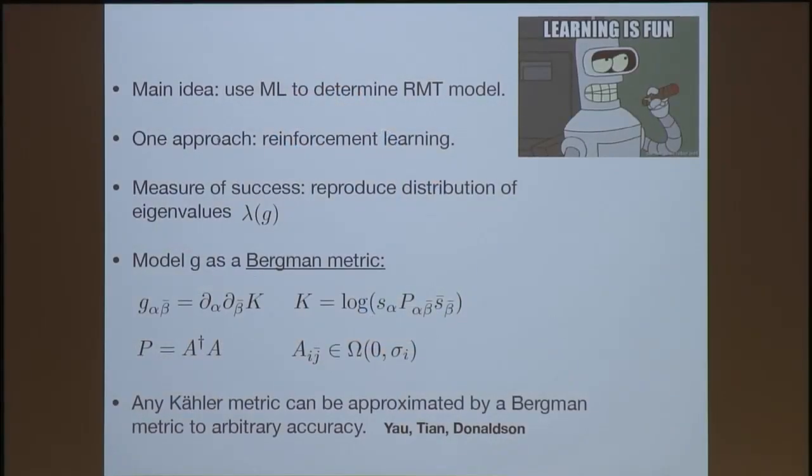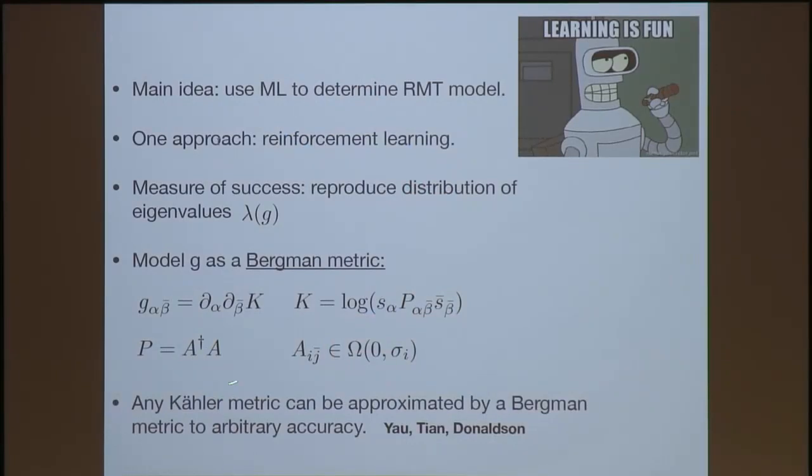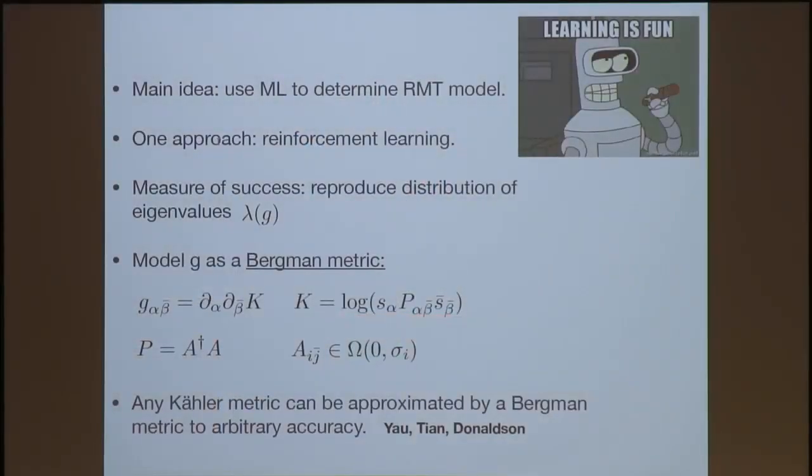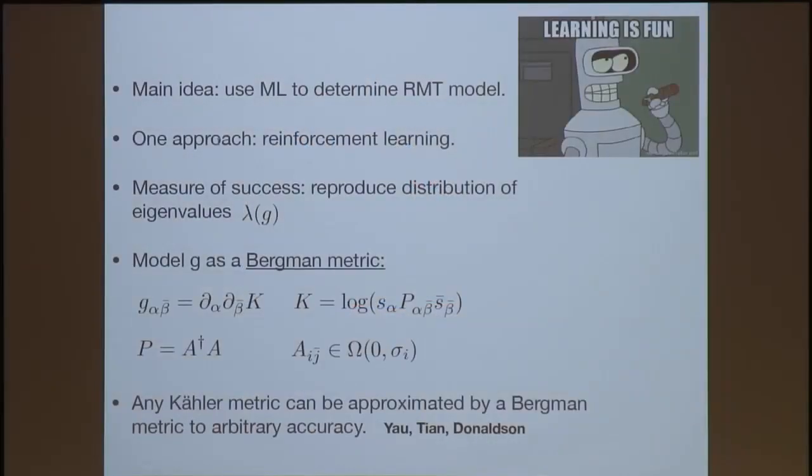Now, one technical point is that there's a really nice class of Kähler metrics called Bergman metrics, and I can write this metric as two derivatives of some function. This function is specified by a couple of vectors s, which are fixed by the geometry, and then this matrix P. This matrix P is positive definite. I can write it as a Hermitian square of a matrix. And so what I'm going to do is take the entries of this matrix to be drawn from some distribution with set means, but I'm going to allow the variances, the standard deviations, to vary. That's the game we're going to play. So the random matrix theory is specified by these standard deviations, sigma.